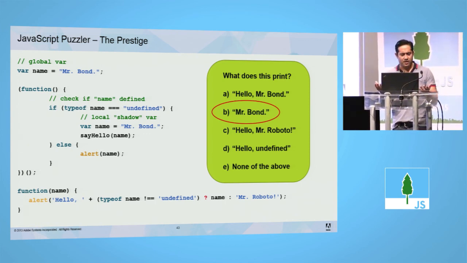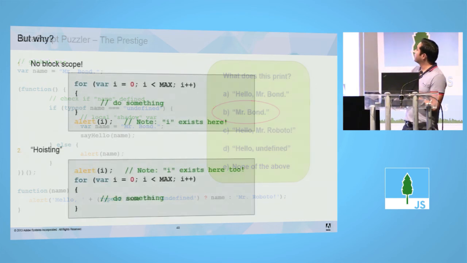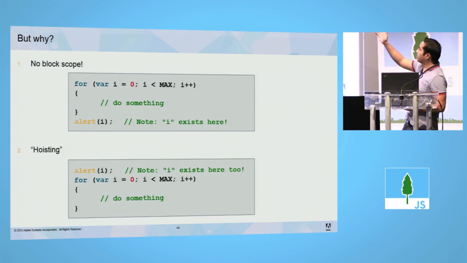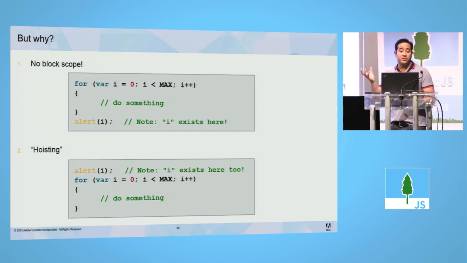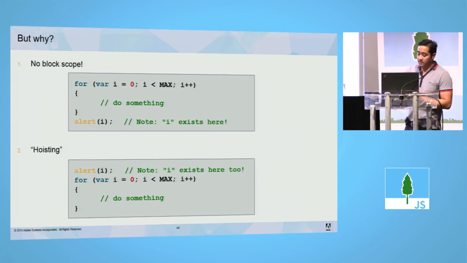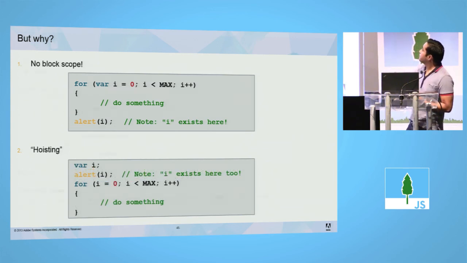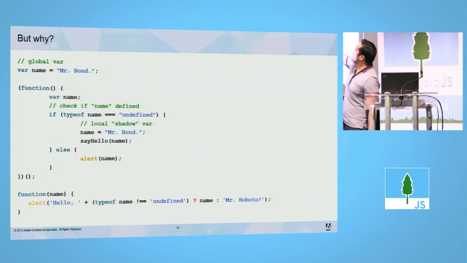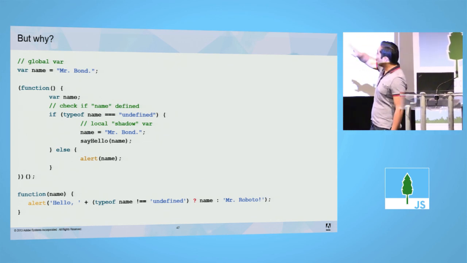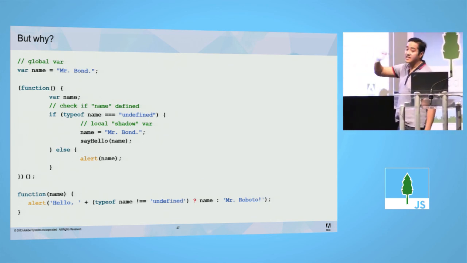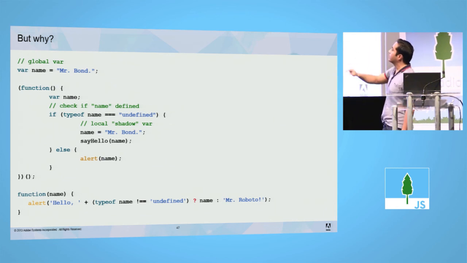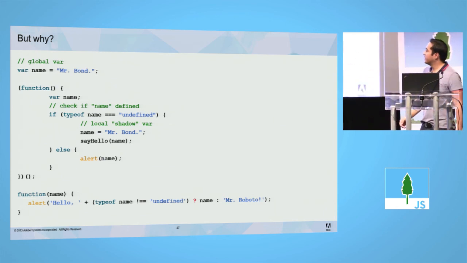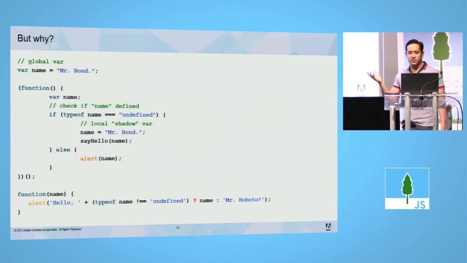Okay, so what happened there? I thought that hoisting would have made it say hello, Mr. Bond. Okay, so again, let's take a look at the reasons for this. Let's remember that there's no block scope in JavaScript, and also there's a procedure known as hoisting. So let's apply hoisting to our application. We see name moves to the top of the function, it's going to fall into the if statement, assign the variable name Mr. Bond, and invoke sayHello with Mr. Bond. But that still seems to print Mr. Bond. So what's going on?